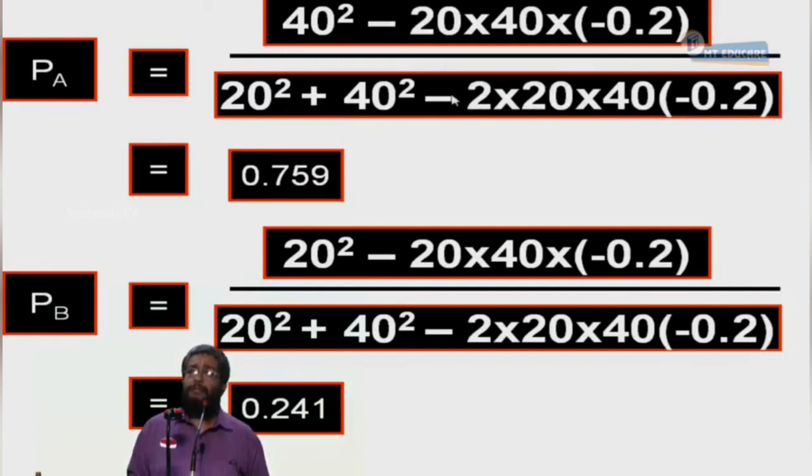The number also becomes what? Plus, when you multiply two negatives. You get 0.759, believe my number. And the second proportion, of B also, same way you just copy it. The only thing is 40 squared is replaced by 20 squared. The remaining numbers are all the same.